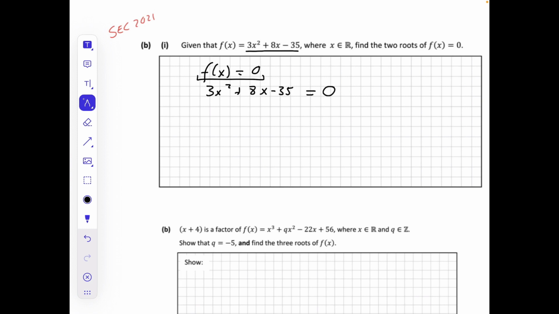Now, there'll be other Saturday sessions on this. That is a quadratic. Solve a quadratic. I'm going to go for the minus b formula.